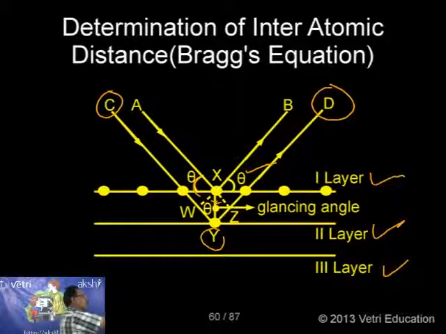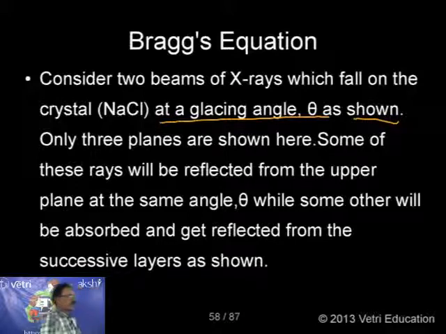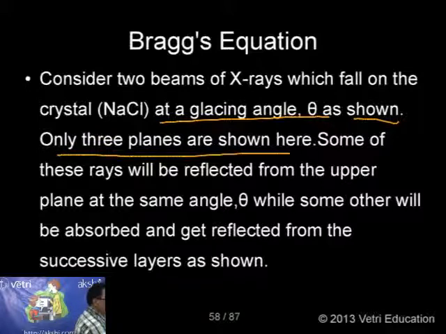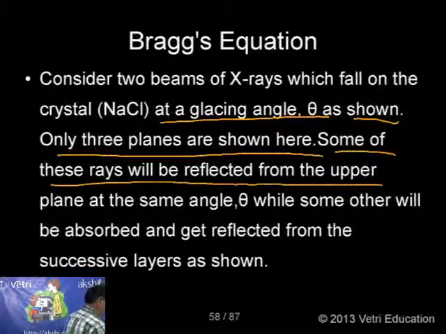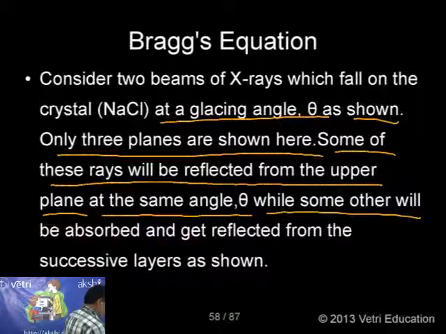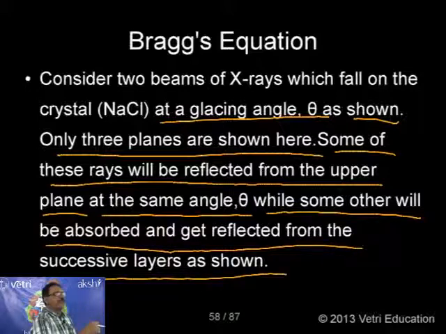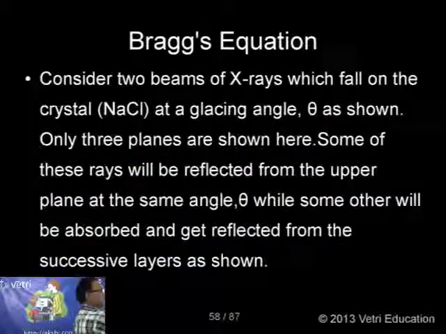With this idea, kindly follow, now I will give you information. Consider two beams of X-rays which fall on the crystal at a glancing angle, as I have just shown you. Only three planes are shown here: first layer, second layer, third layer. Some of these rays will be reflected from the upper plane at the same angle theta, while some others will be absorbed and get reflected from the successive layer. I have shown you the second beam penetrating into the second layer and getting reflected.